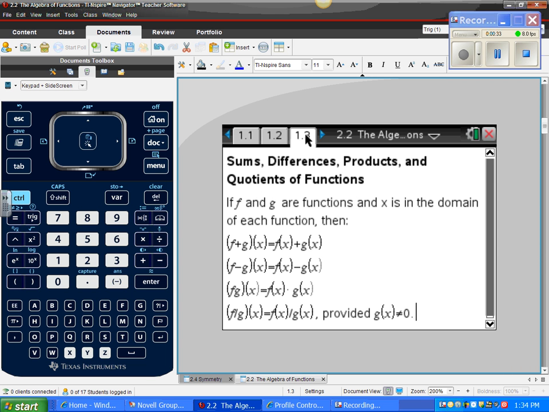All right, so sums, differences, and products and quotients of functions. A lot of this you've seen before. It's basically stating if you have two functions, f and g, and x is in the domain of each function, then f plus g of x is the same thing as f of x plus g of x. Likewise for subtraction, multiplication, and division. This is something you guys have dealt with throughout the past couple years, so this is nothing new.